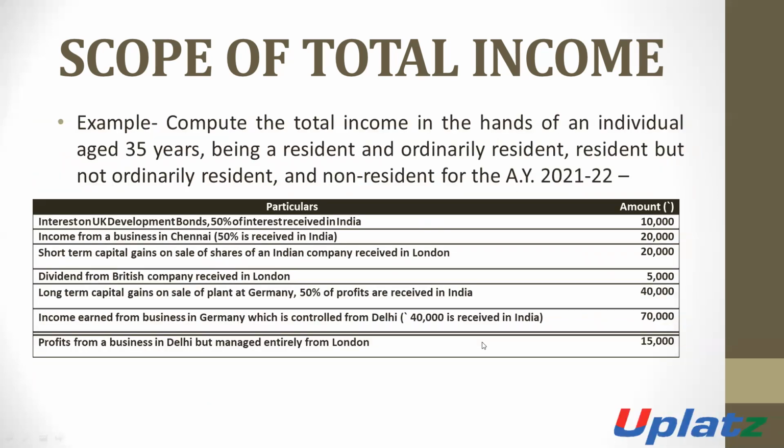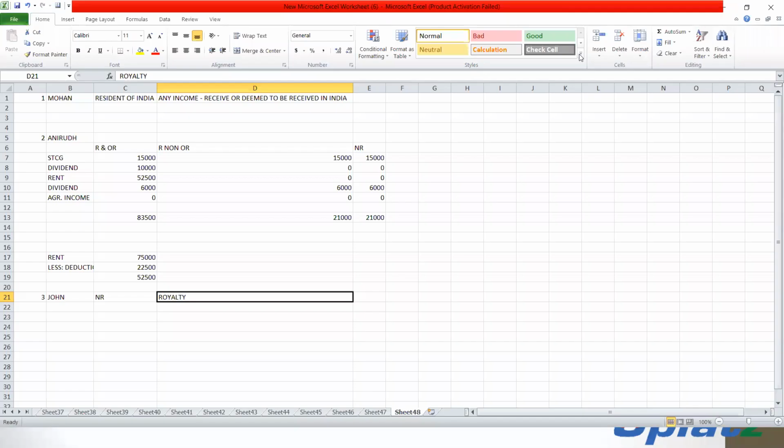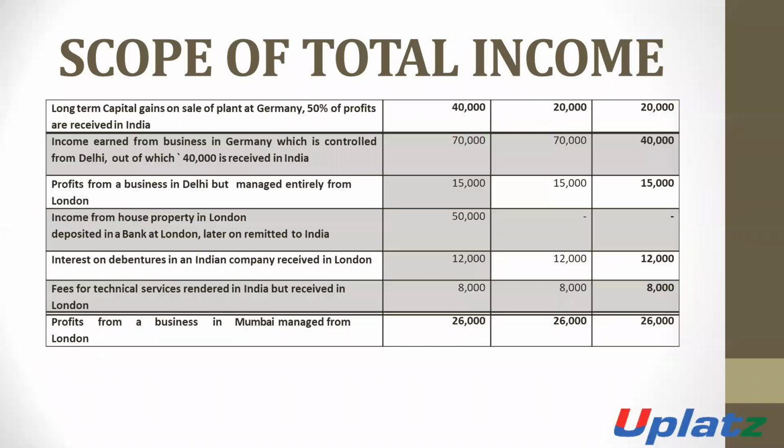Next, long-term capital gain on the sale of plant of Germany. Only 50% is received, which means 40,000 will be taxable in the hands of resident and ordinary resident. So total 40,000 will be taxable in the hands of resident and ordinary resident, and 20,000 in the other two cases.